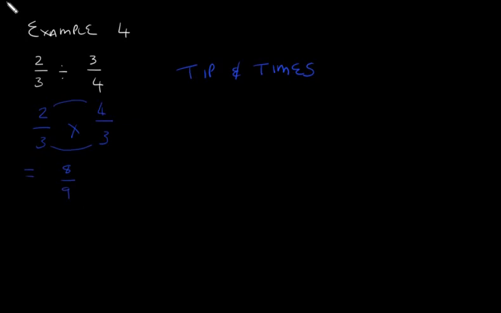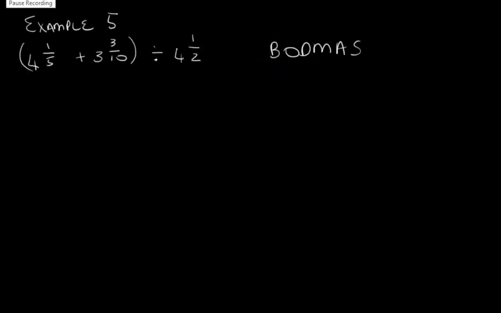Let's do a more complex example. So here we have 4 1/5 plus 3 3/10 divided by 4 1/2. But we've got to follow BODMAS rules, and BODMAS says we must do our brackets first. So let's simplify our brackets before we divide. Now we know we need to convert to an improper fraction. So 4 times 5 is 20, 20 plus 1 is 21, and 3 times 10 is 30, 30 plus 3 is 33. So now we have our improper fractions.